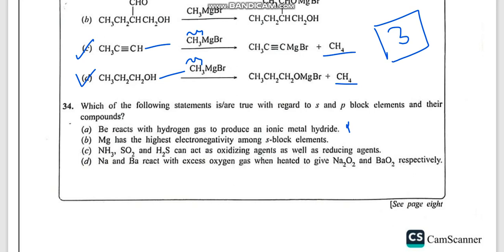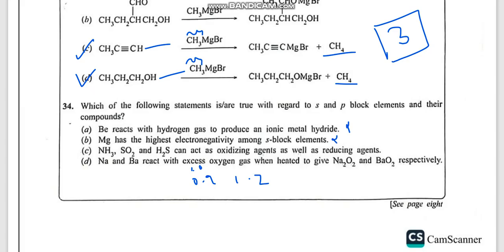S block elements are the first group and the second group. Going down the group, electronegativity decreases. Lithium is 1, sodium is 0.9, magnesium is 1.2. But you know hydrogen is 2.1, right? Hydrogen also belongs to the S block. So I don't think that's correct.